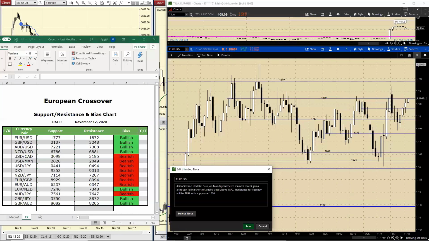So the euro on Monday furthered its most recent gains, although falling short of the daily close of 1872. Not a daily close, because our bias chart, remember, we had 1872, falling short of getting above that resistance. Resistance for Tuesday will be 1897 with support at 1816.